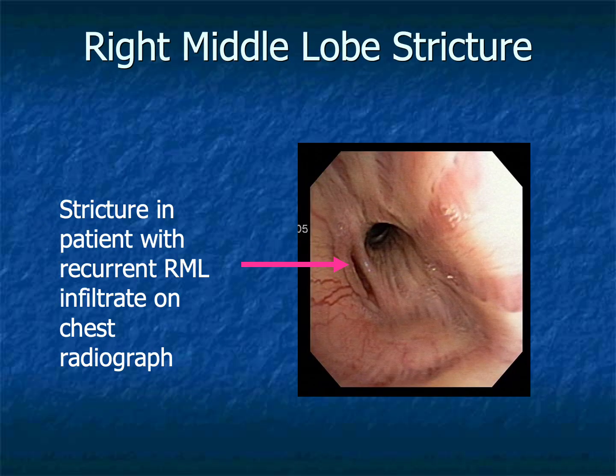The right middle lobe bronchus is particularly vulnerable to obstruction and stenosis. In patients with recurrent middle lobe infiltrates, bronchoscopy is often performed to evaluate for structural abnormalities, such as strictures, tumors, foreign bodies, or external compression. Recognition of middle lobe narrowing is important because even modest obstruction may impair drainage and contribute to recurrent infection.